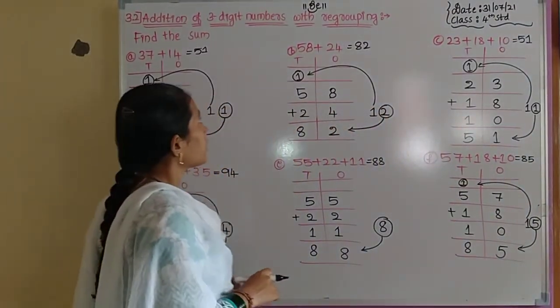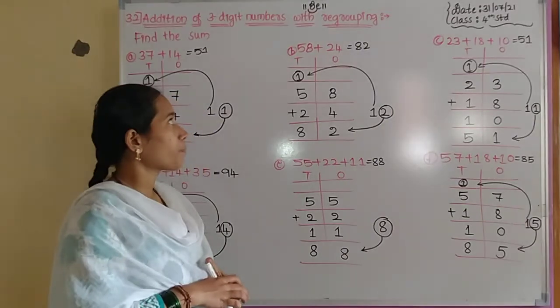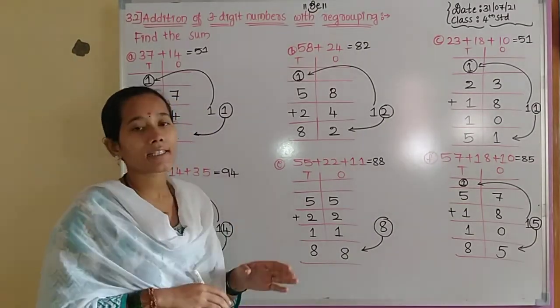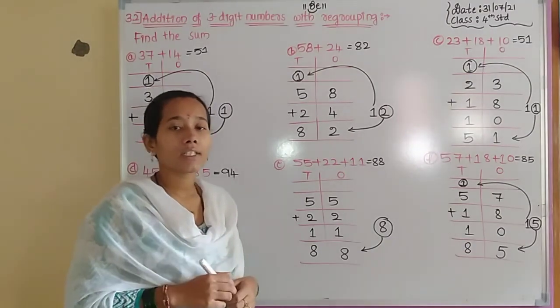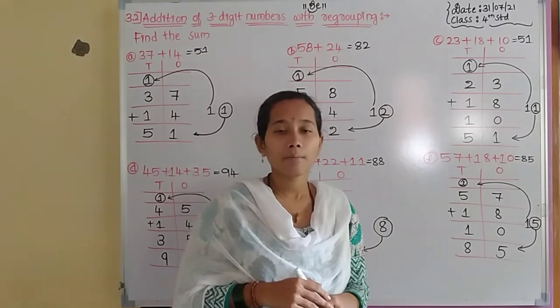This is about the what? The addition of the 3-digit numbers with regrouping. With regrouping means what? It contains the carrying. In next class we will discuss some problems about the 3-digit numbers. Thank you.